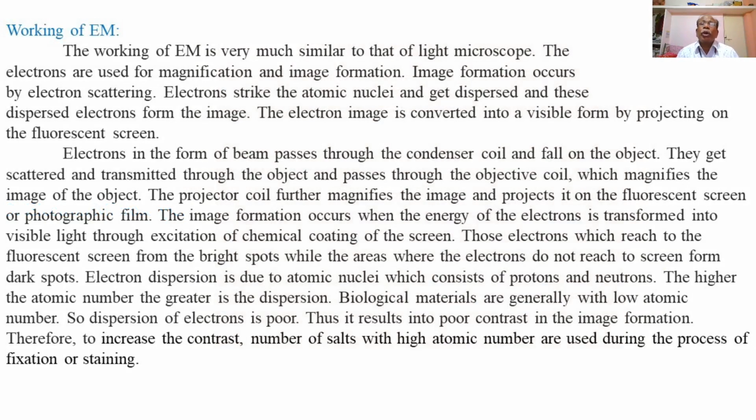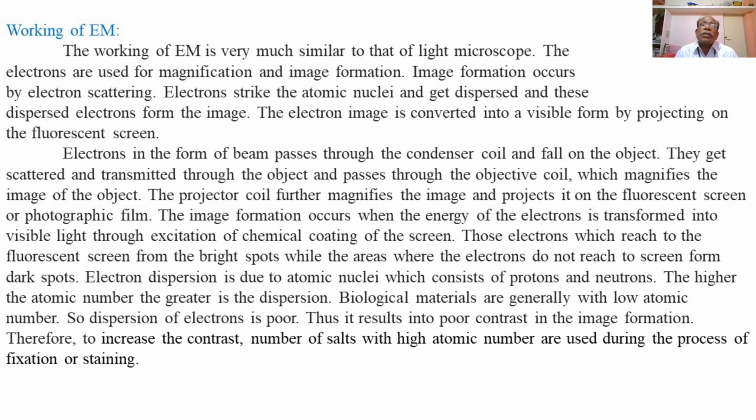Then working of the electron microscope. The working of the electron microscope is very much similar to that of the light microscope. The electrons are used for magnification and image formation. So the main idea for the image formation and the magnification in the electron microscope is the use of electrons.